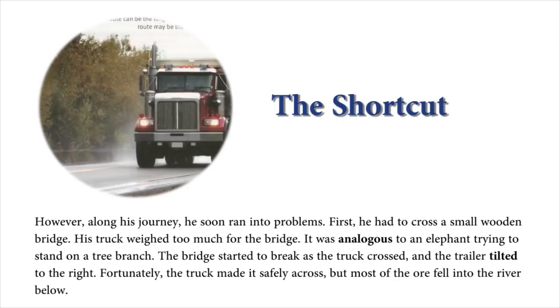However, along his journey he soon ran into problems. First, he had to cross a small wooden bridge. His truck weighed too much for the bridge. It was analogous to an elephant trying to stand on a tree branch. The bridge started to break as the truck crossed, and the trailer tilted to the right. Fortunately, the truck made it safely across, but most of the ore fell into the river below.